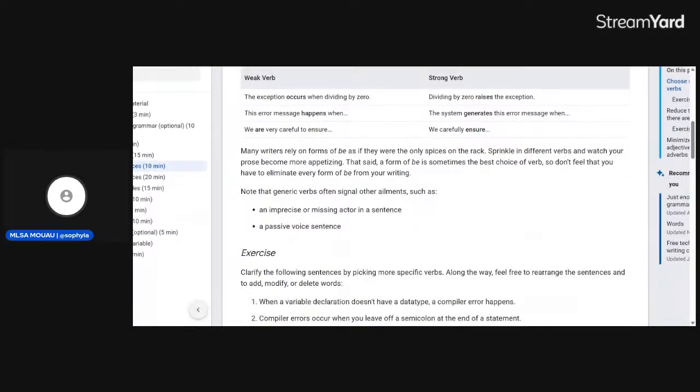So I was talking about choosing or selecting strong verbs. So in a case where you have to use occur, try using raises, or let's say you want to use happens, try using generate. Because these verbs help your article, or they help your sentence to be more clear, and the reader too would also understand it.